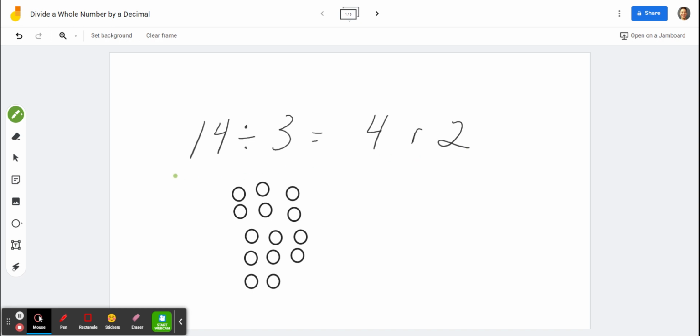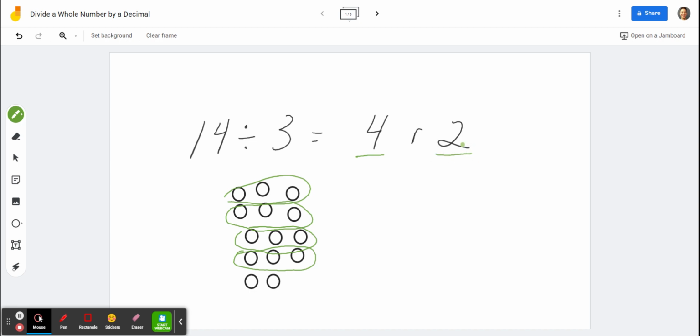And what that means is I have 14 circles here. You're trying to see how many groups of 3 you can make, right? So here's one group of 3. Here's another group of 3. Here's another group of 3. And here's another group of 3. So we can make 4 complete groups of 3, and we have 2 whole things left over. That's why it's your remainder.